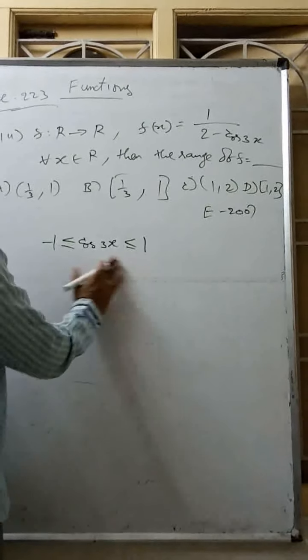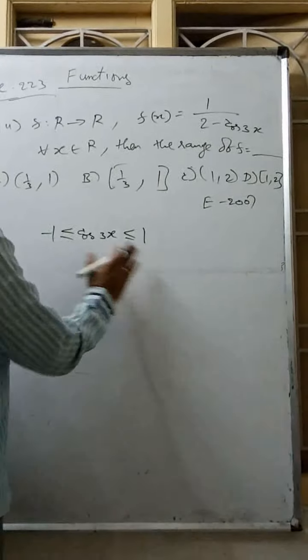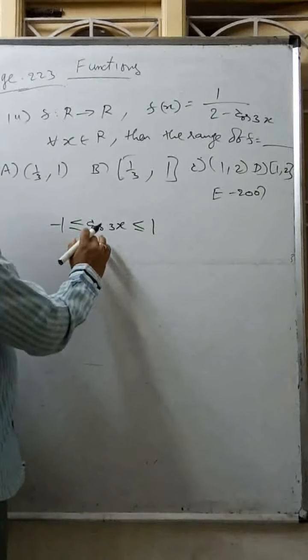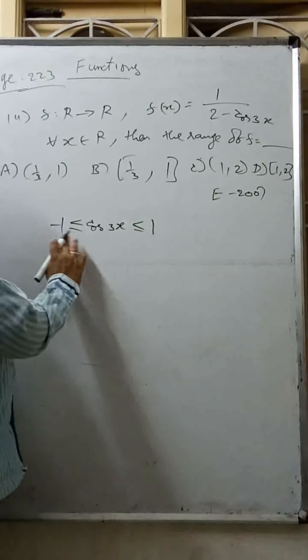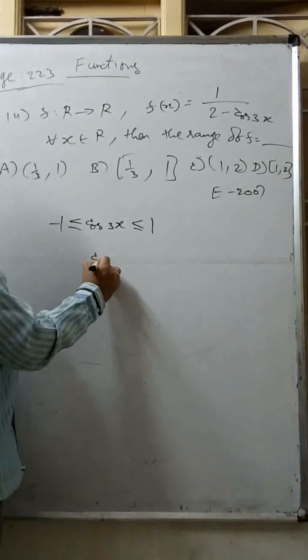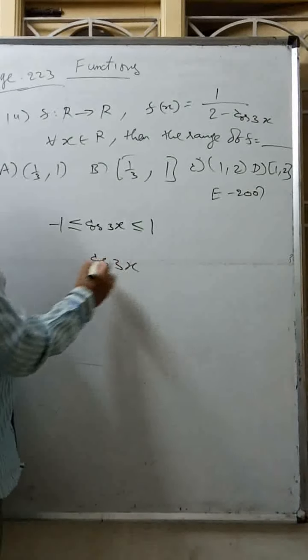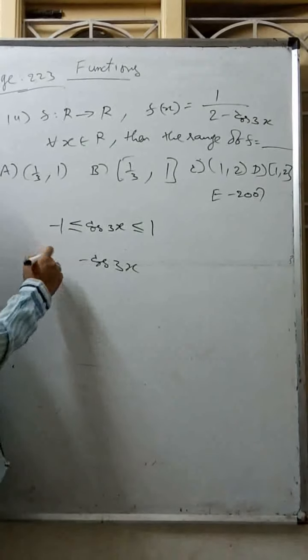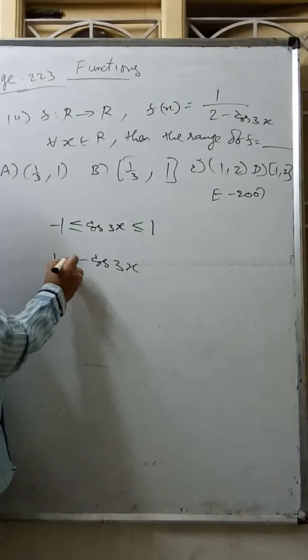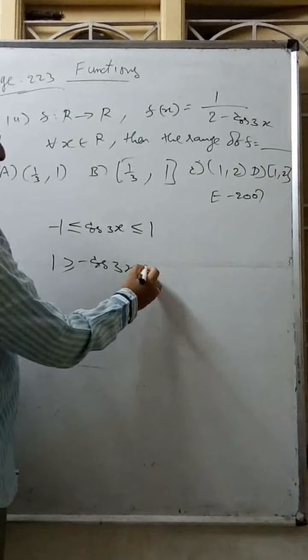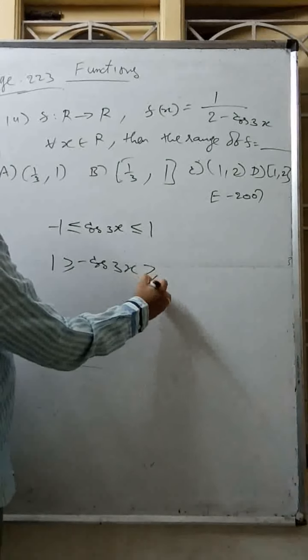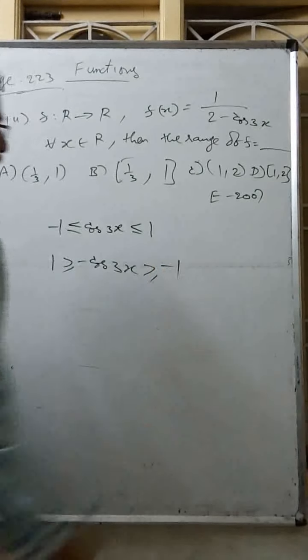Now if I multiply with minus, the inequality will change. So if I multiply this with minus, then minus of minus 1 becomes plus 1, and greater becomes less, less becomes greater. So this is minus 1.